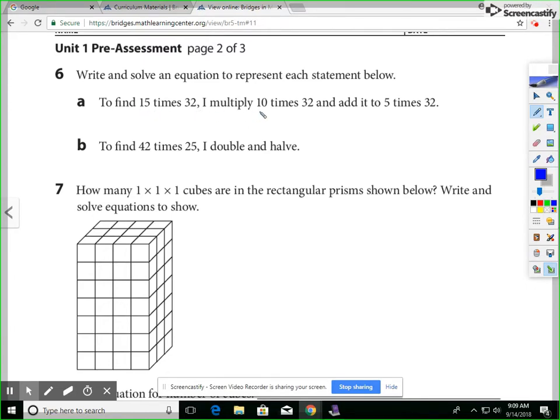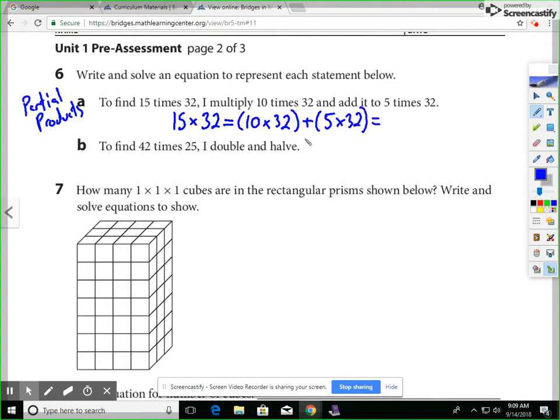This student says, I'm going to multiply 10 times 32 and add it to 5 times 32. So this would be a very good example of partial products, breaking the number up. 15 times 32 is the same as 10 times 32 and then 5 times 32. And we need to find that answer.